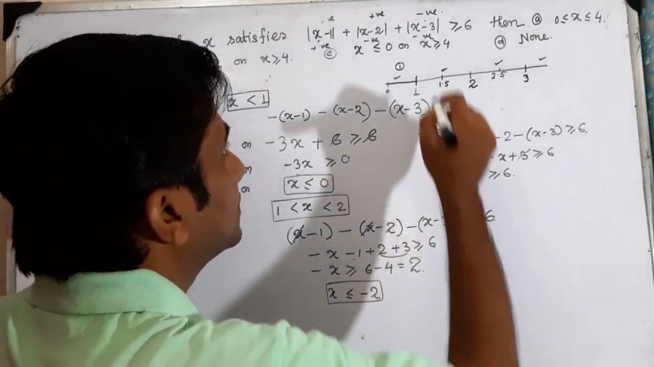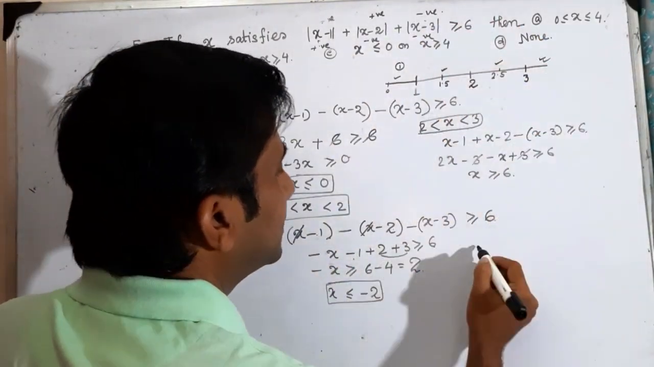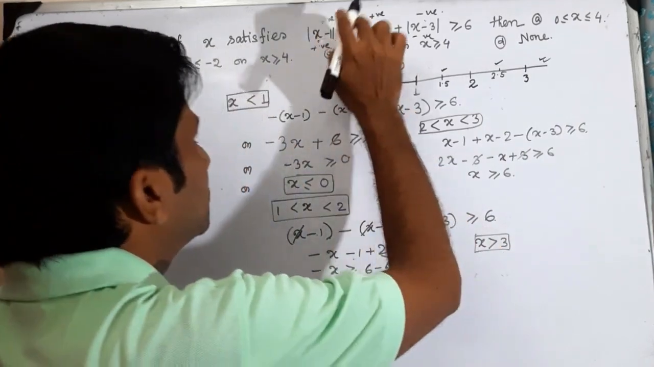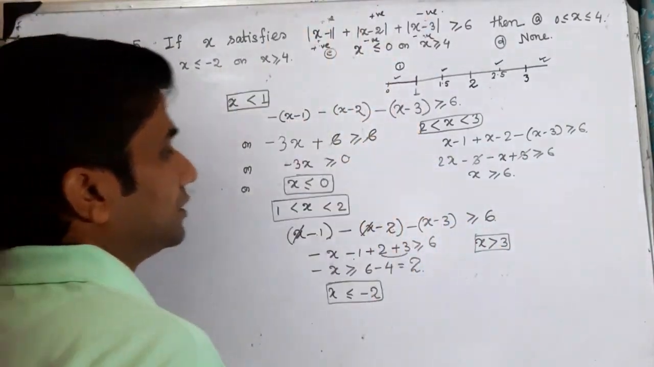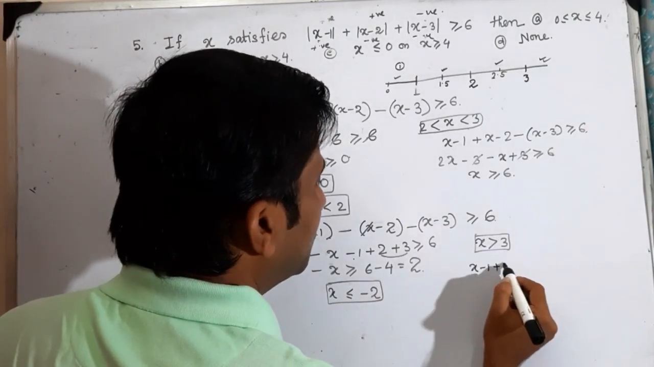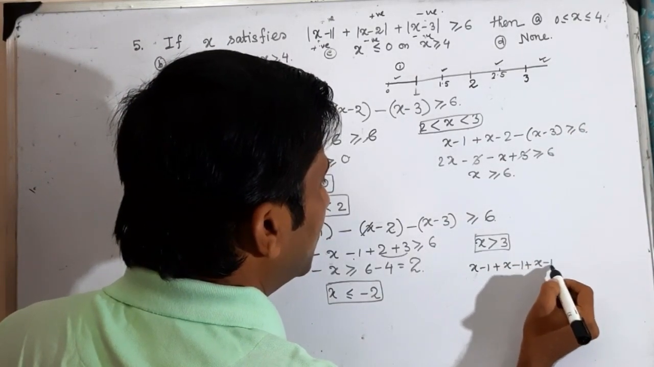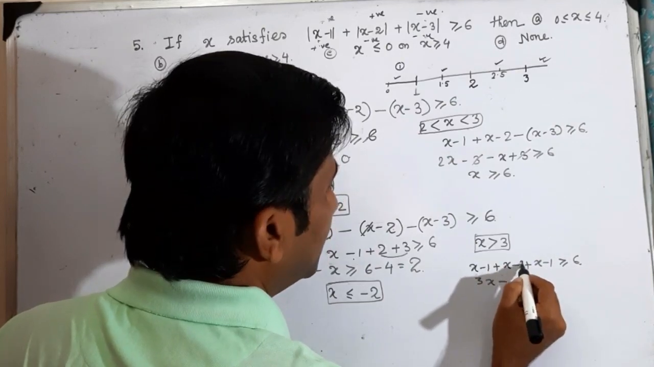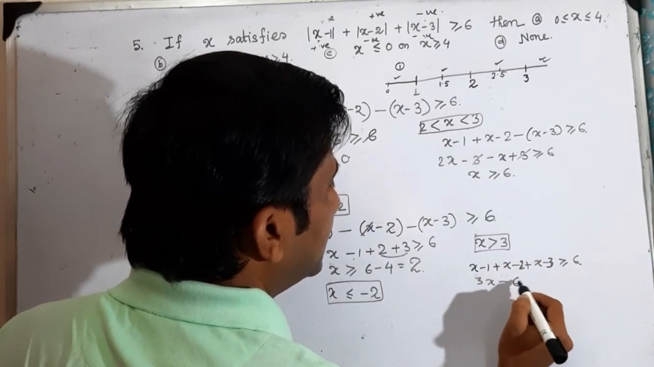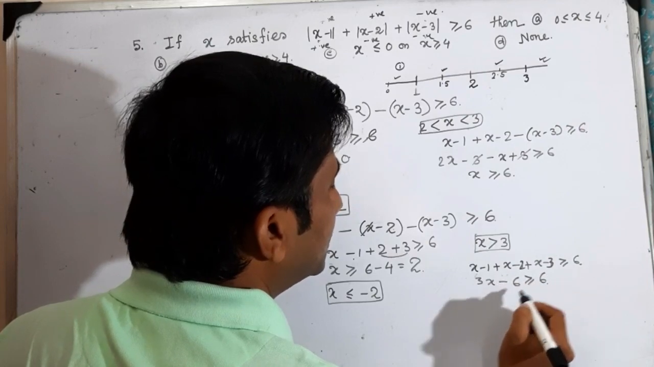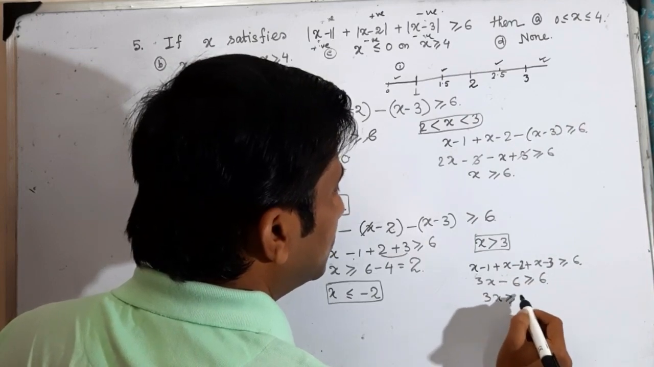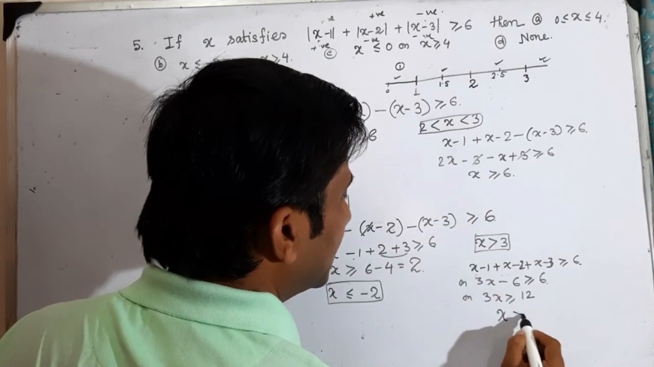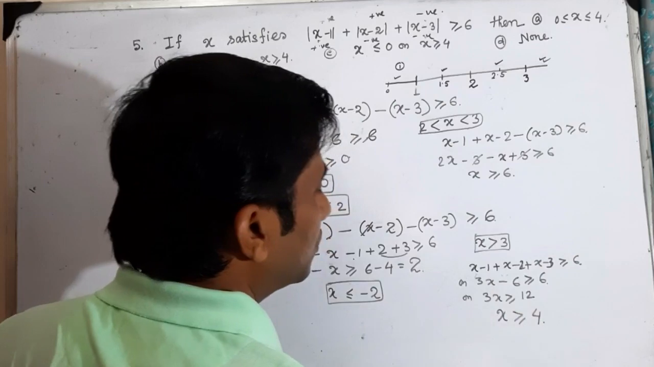And the last one is, if x is greater than 3, then all are positive. Then it becomes x minus 1 plus x minus 2 plus x minus 3 greater or equal to 6, that is 3x minus 6 greater or equal to 6, then 3x greater or equal to 12, or x greater or equal to 4.